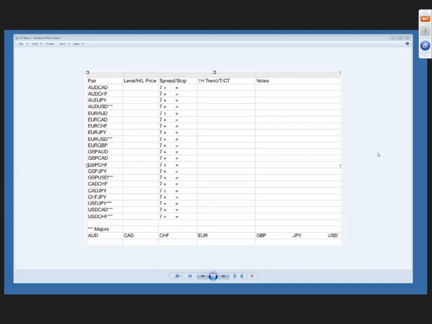I have a couple questions for you just to kind of see where you're at. And then we'll move into this particular sheet that we have in front of us.